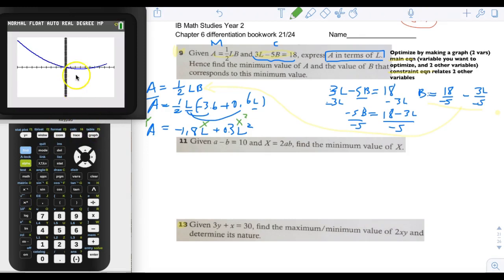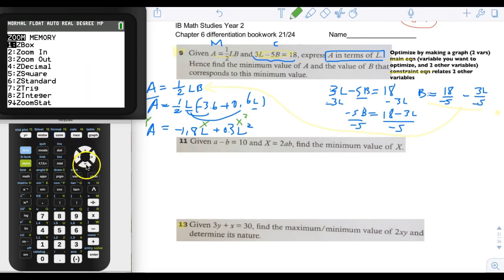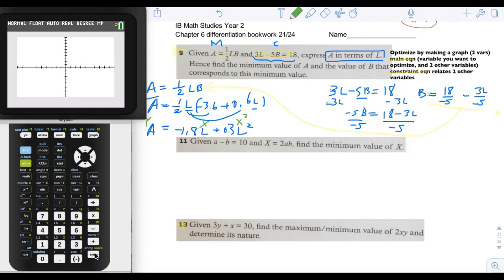Okay, I actually did not have zoom standard here, so let's see what it looks like with zoom standard, so I can show you if you need to do any adjustment of the window at all. In this particular case, it looks perfectly well behaved here.